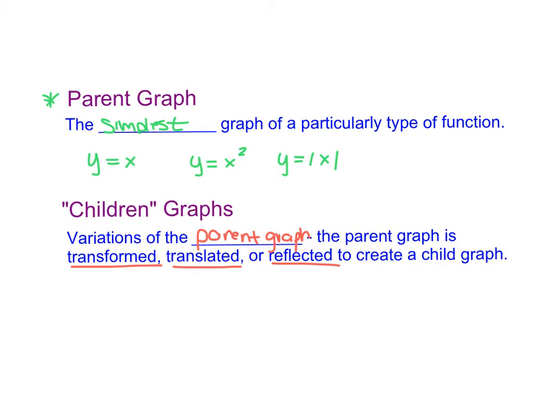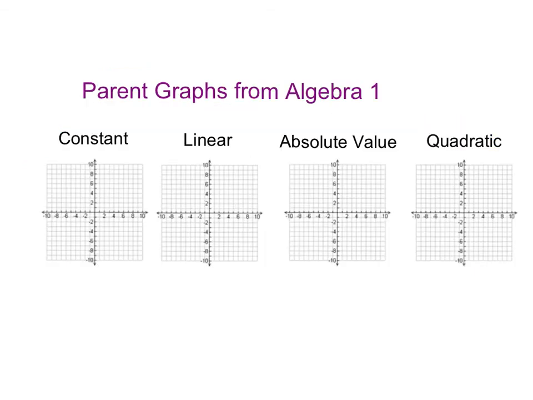And how I like to think about it is you have your parents, right? And your parents have some characteristics. And then when you're born, you're not identical to your parents. You're similar in many ways. You inherit some of their basic DNA, if you think about it, and then it gets changed a little bit. So the children are a little bit different. They're transformed, they're translated, they're reflected, and what we will do is we will take parent graphs and we will modify them to create children graphs.